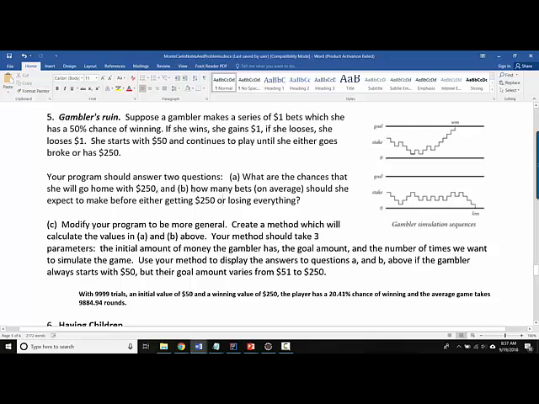Then we could do that whole thing again, only this time we want to know how many bets on average should she expect to make before she's done playing. So again, it's the same kind of overall structure where we're running this simulation, but now we want to know a different question about it. We want to know how many times did she play until the simulation ended.